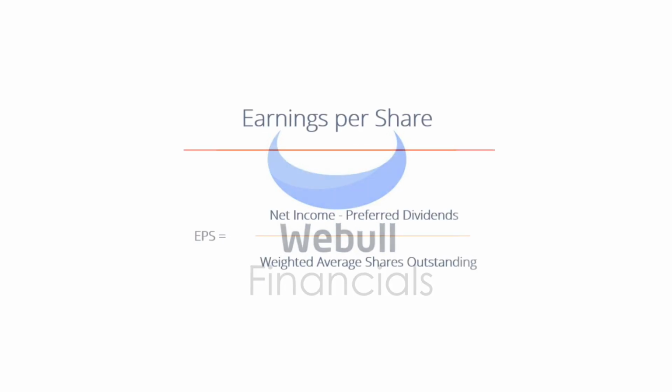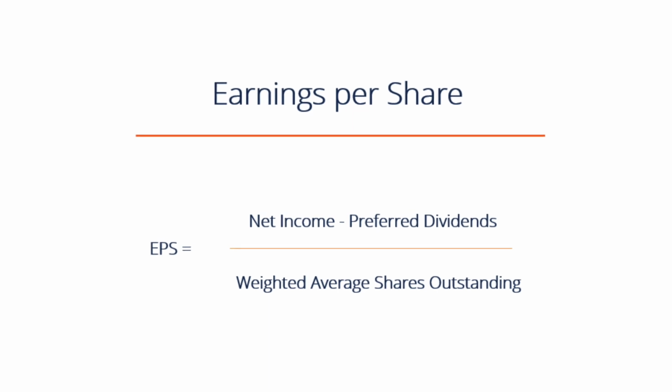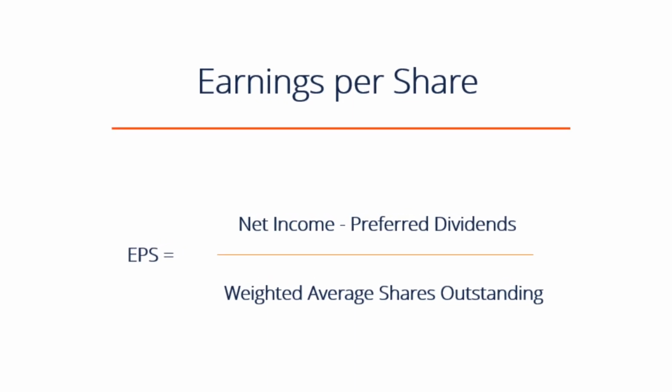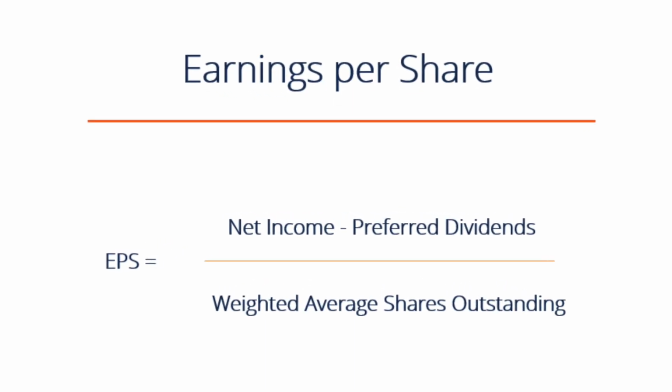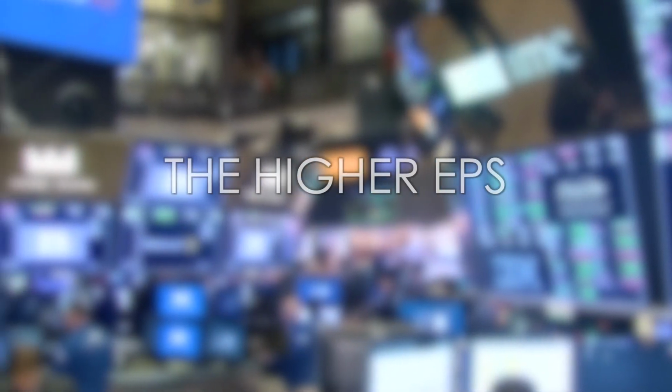So next up are the Webull financials. First up we have the EPS. EPS is the earnings per share, and it's the company's net profit divided by the outstanding shares of common stock. This usually shows the profitability of the company. So the higher the EPS, the more profitable the company is considered to be.